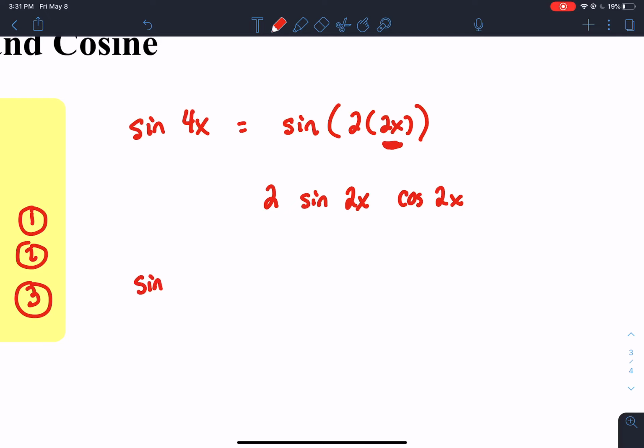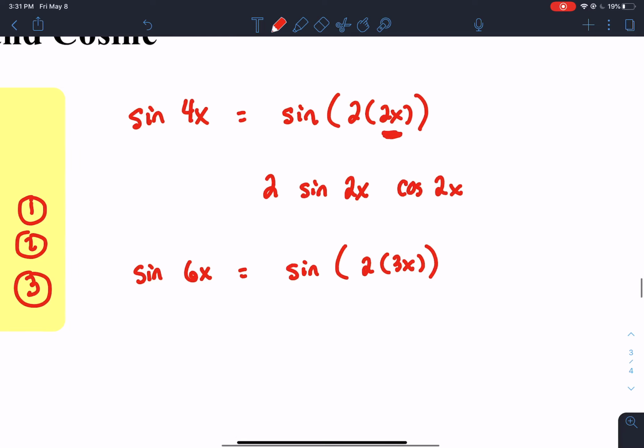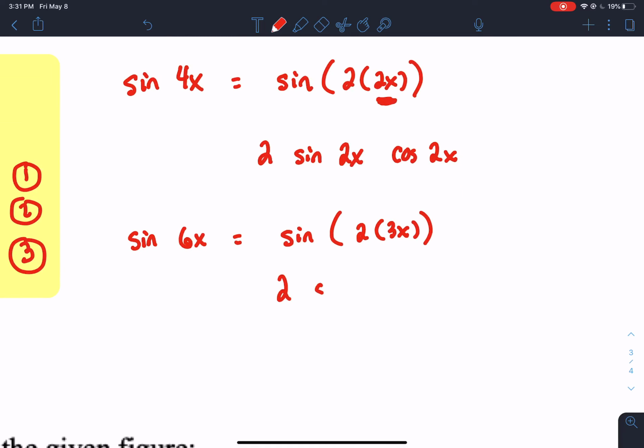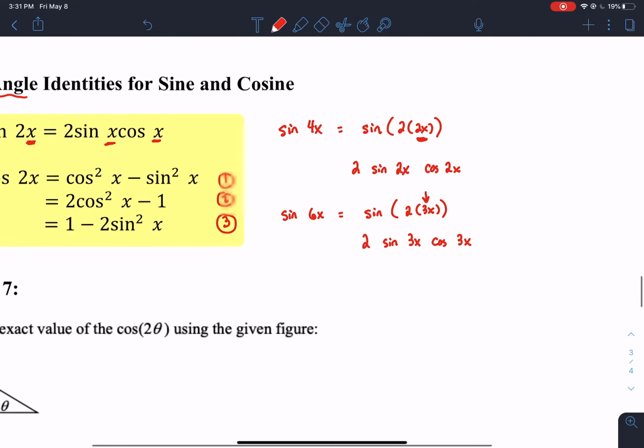Another example might be sine of 6x. What am I doubling to get 6x? Well, that's just 2 times 3x. So whatever angle 3x happens to be, I would write it as 2 sine of 3x cosine of 3x. So you just want to pay attention to exactly what you're doubling to get your answer.